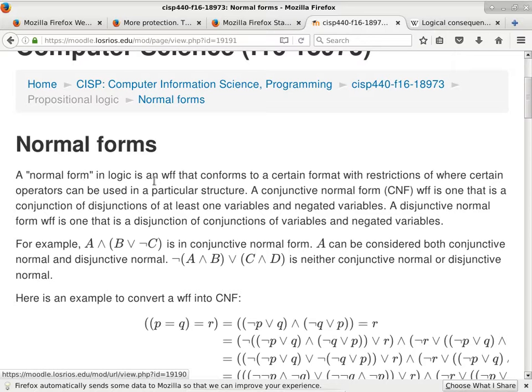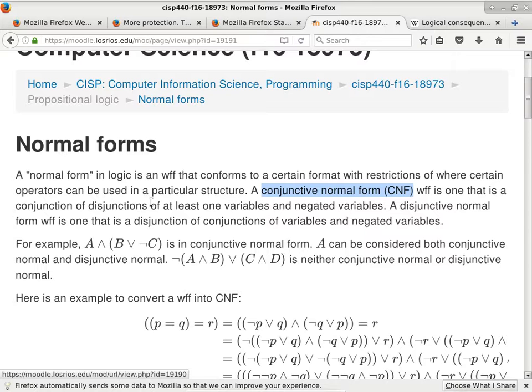A normal form in logic is a well-formed formula that conforms to a certain format, with restrictions on how certain operators can be used in the structure. So it doesn't really say much, does it? A conjunctive normal form, a CNF in this class, is one that is a conjunction of disjunctions. If you are taking CISP 310 in the same semester, and I can see a few people doing that, this is the opposite of what we do in that class. Just a clear disclaimer in the beginning.